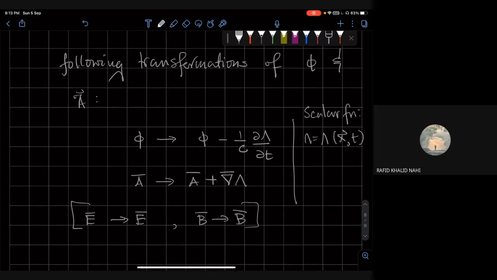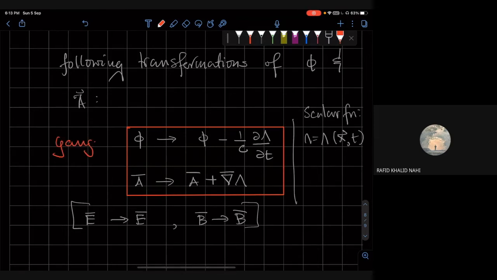So these give rise to the same physics, whether you use phi or phi plus these things, right? Physically, they are the same. So this set of transformations has a name. It's called gauge transformations. Okay? Any questions so far?